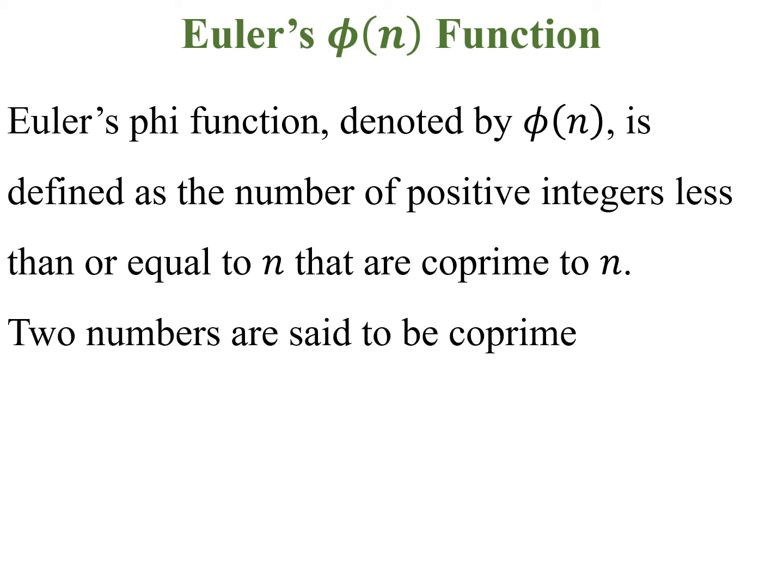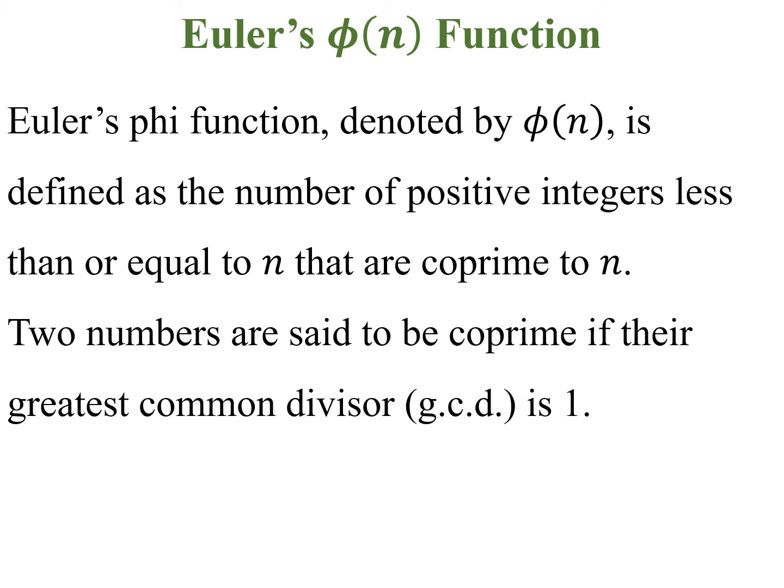Two numbers are said to be co-prime if their greatest common divisor, meaning GCD, is 1. So here we have to just count the number of positive integers less than or equal to n whose GCD with n is 1. Means we have to just count those positive integers less than or equal to n which have no factor in common with n other than 1.